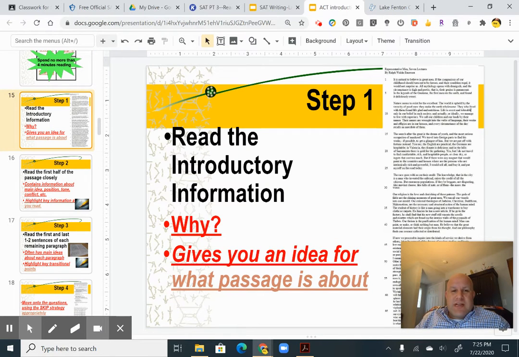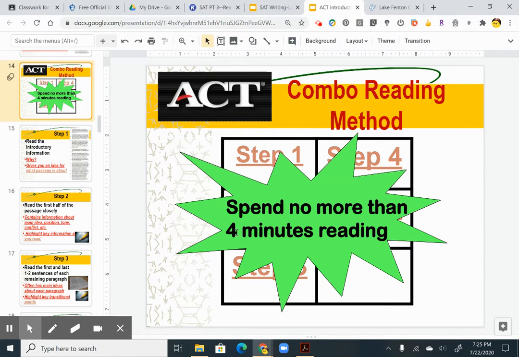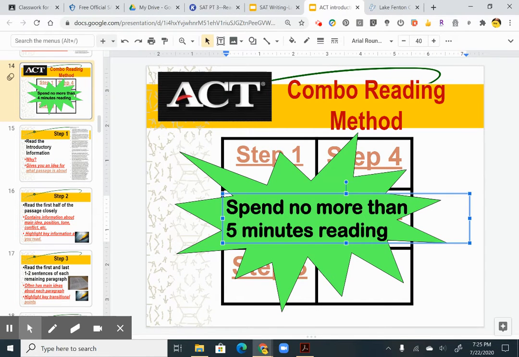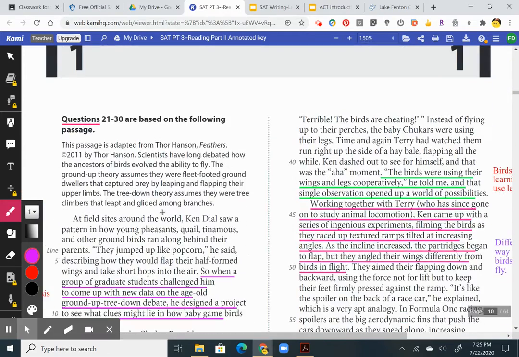So, reading the introductory information, again the same process. I said it's ACT, but it could be either ACT or SAT, similar concept. Reading the introductory information, which we're going to look at in a subsequent video: the Thor Hansen feathers.